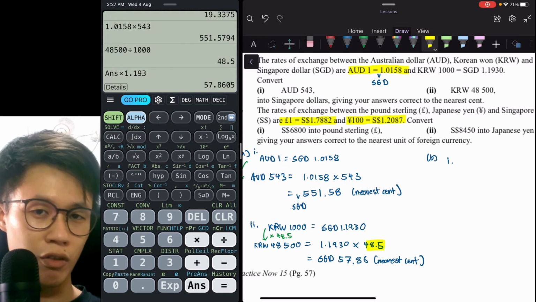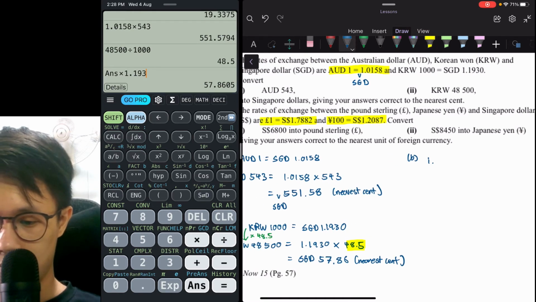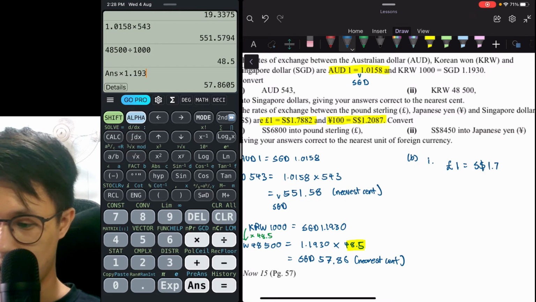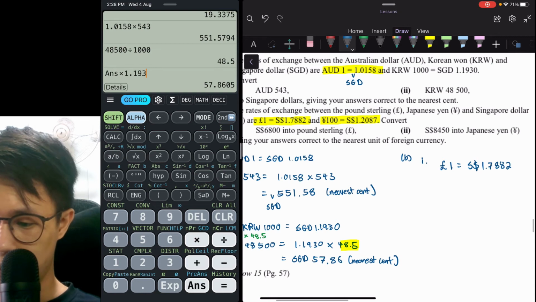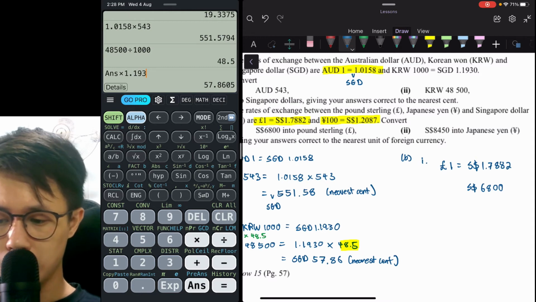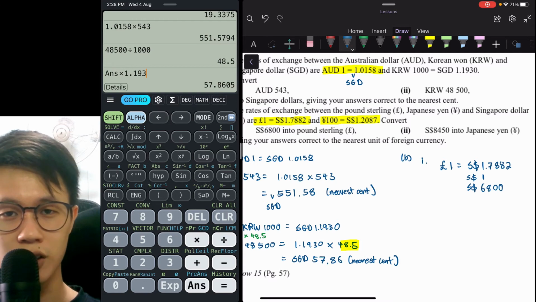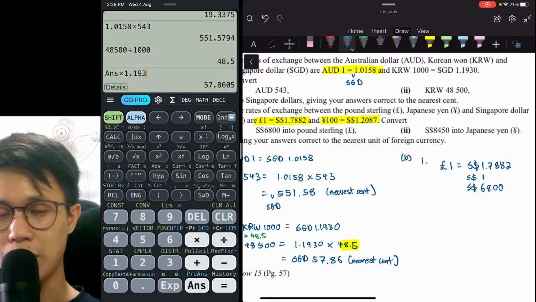So just now we had all been converting to Singapore dollars. Now we will do the opposite. Okay, this is quite straightforward because we're talking about pound. So 1 pound is equal to S dollars 1.7882. Okay, now is it easy for me to find $6,800 from here? Not exactly, right? So the goal here is I want to find out how much 1 Sing dollar costs in pounds. Okay, it's easier to find 1 Sing dollar from here.